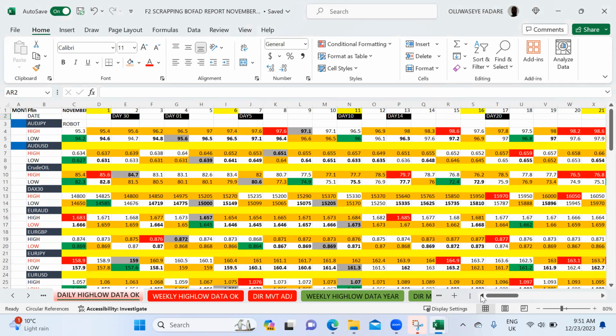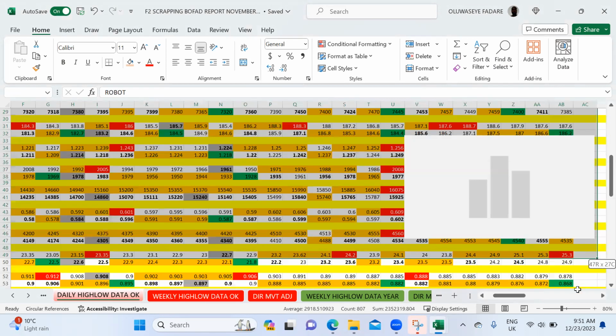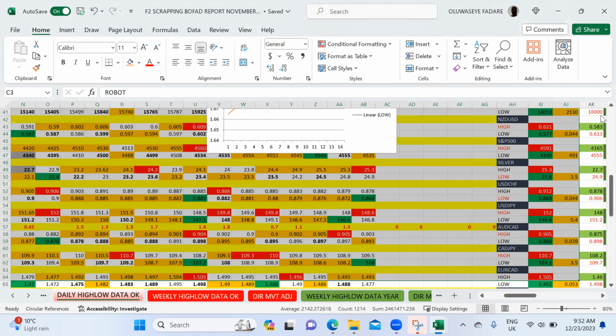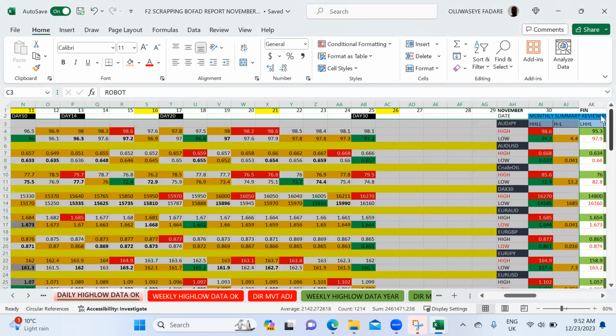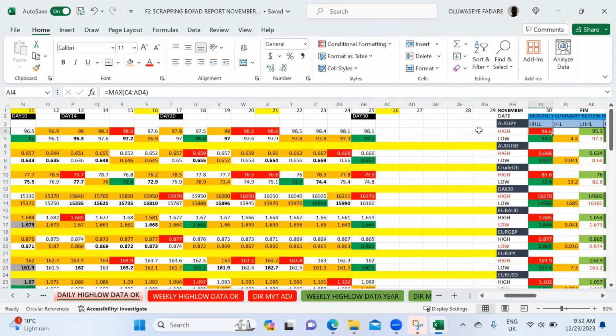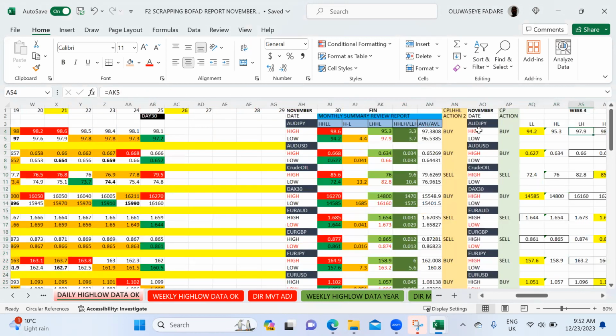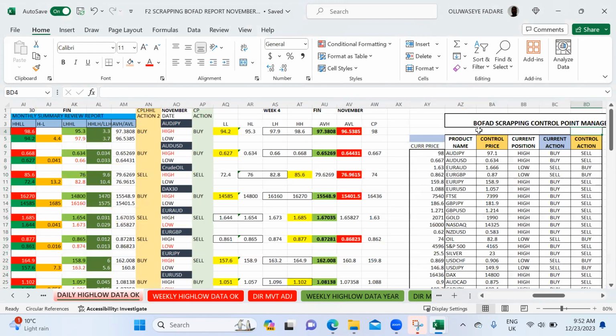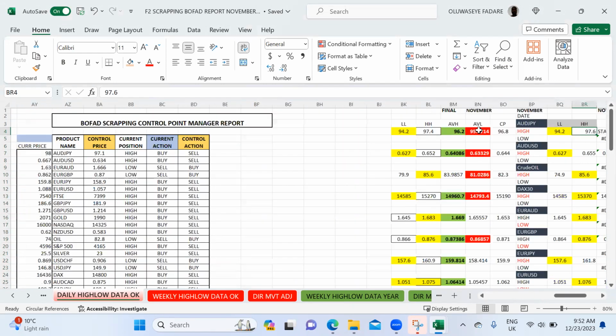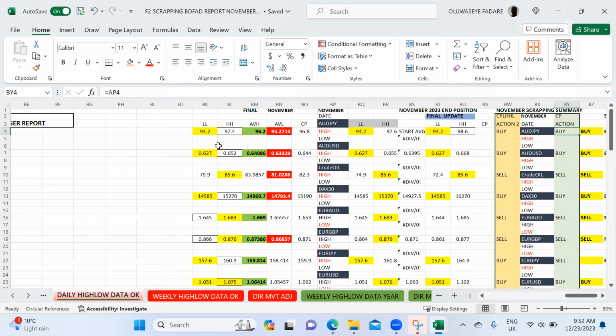So as you can see, these are data for the whole of the month for each of the products. At the extreme here, we have the decisions, both the starting decisions and the ending decisions. You can see these are positions at the beginning of the month, probably the first week of the month. So we have our low as 94.2. We have our high as 10.4.